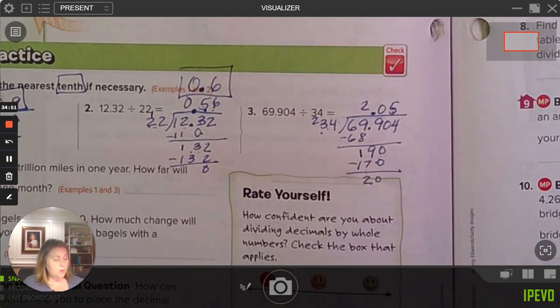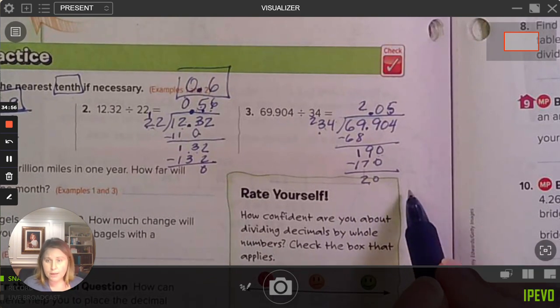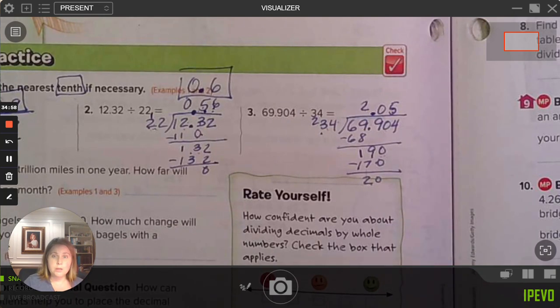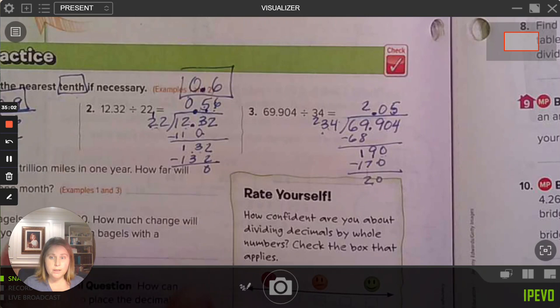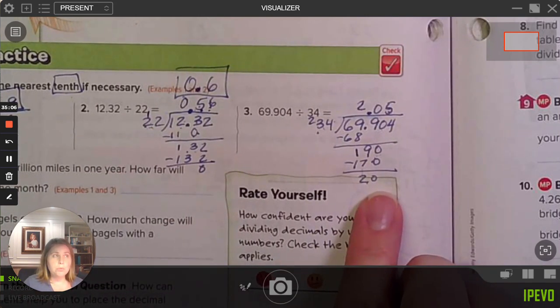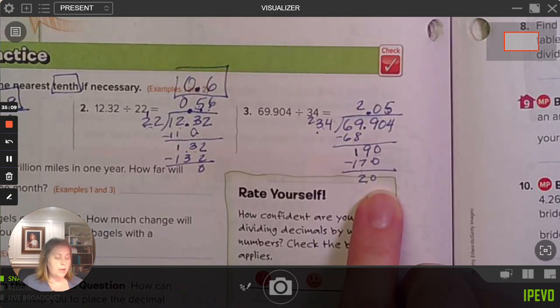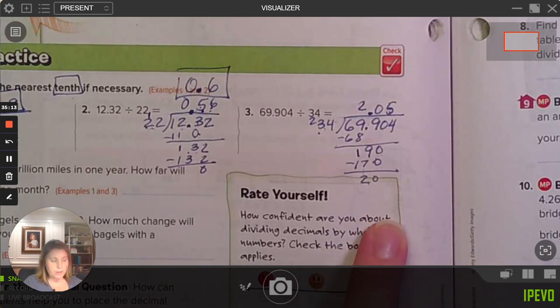And then I don't need to keep going. I don't need to bring down the 4 and then annex a 0 and annex another 0. Stop. Follow the directions. It told us to round to the nearest tenth. For 6th grade, that's all we're doing. This is part of knowing the algorithm, like how precise do you need to be? Well, for now, we're just going to the nearest tenth. So we do not need to keep going and going all the way until we're finished.